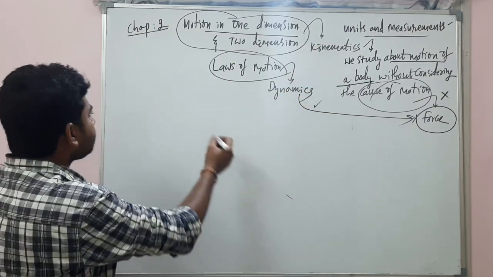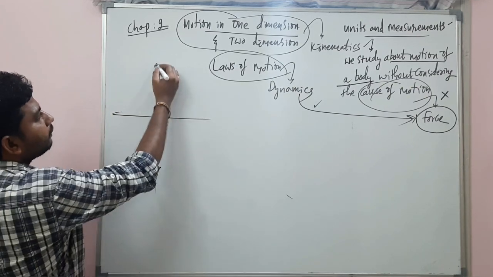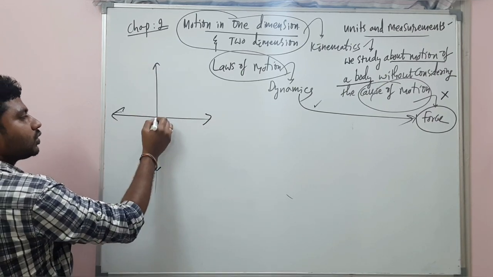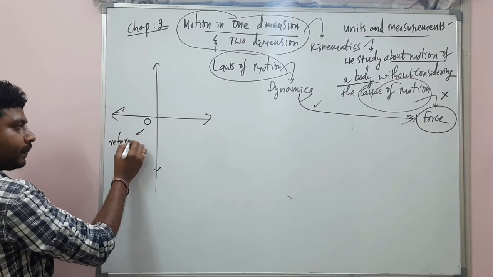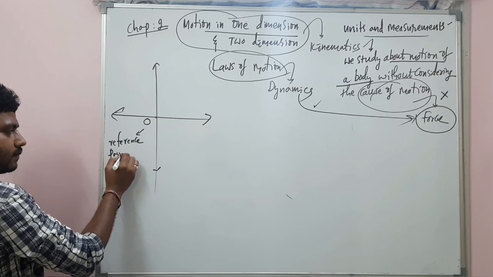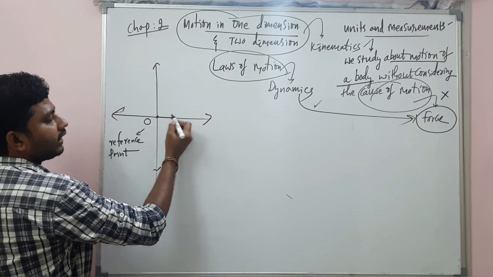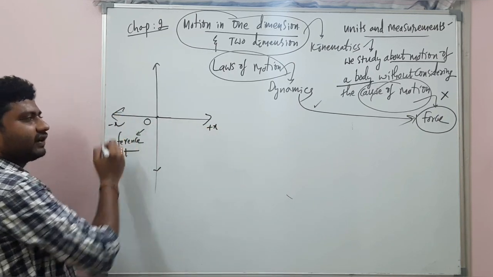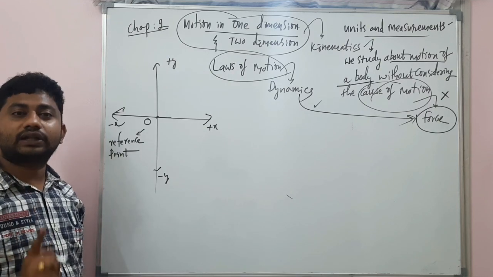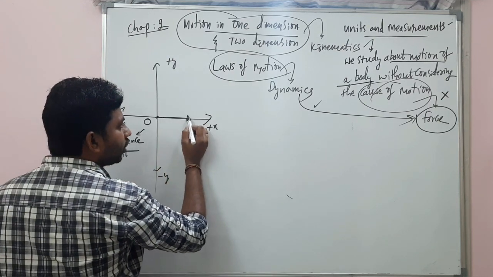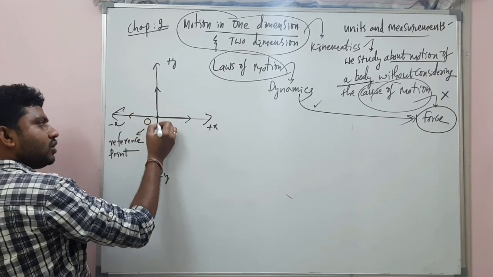Now, you all know a coordinate system. From the lower classes, you have been learning coordinate axes. This is called the origin, and it is also called the reference point. From the reference point, a particle can move along the positive x-axis or negative x-axis, positive y-axis or negative y-axis. This is called straight line motion. So the body can move along the positive or negative x-axis or the positive or negative y-axis.